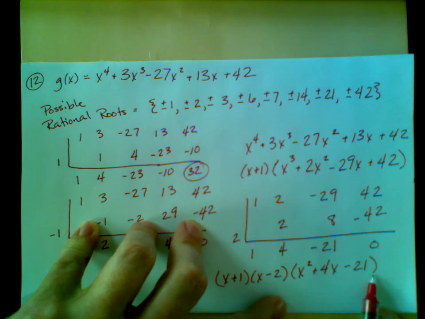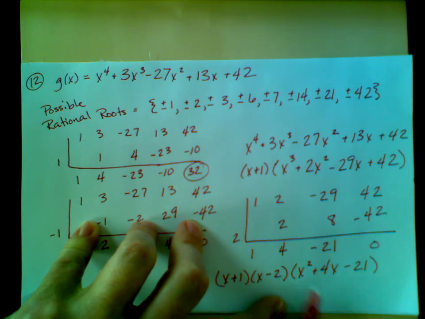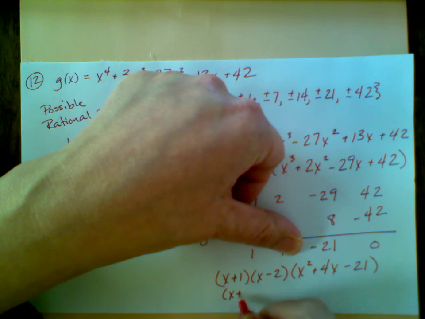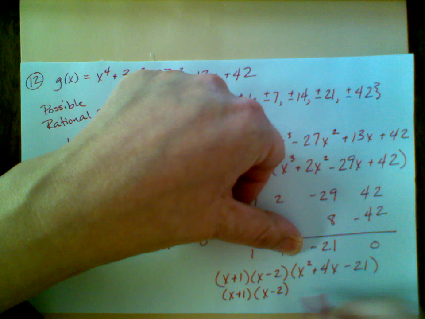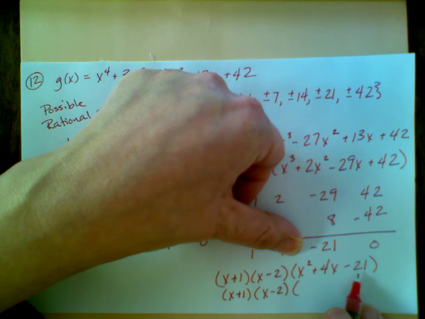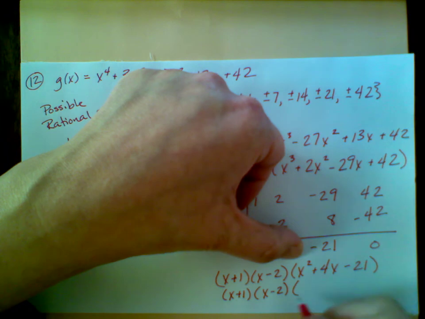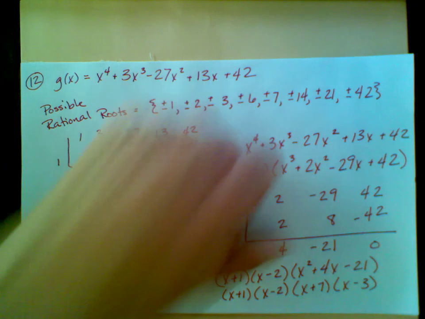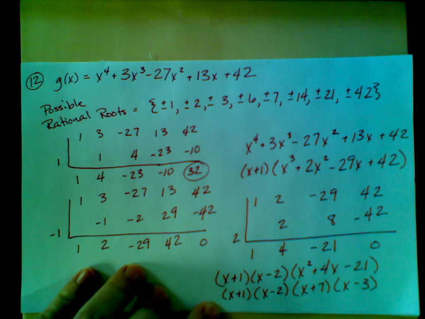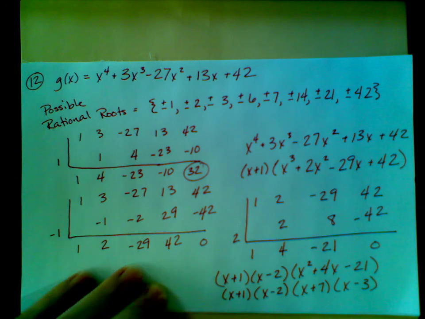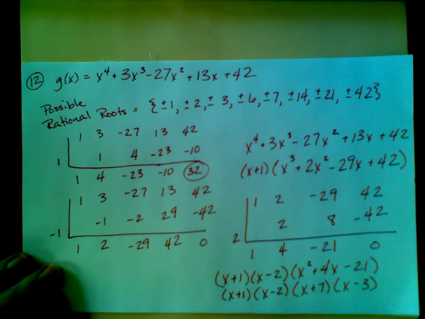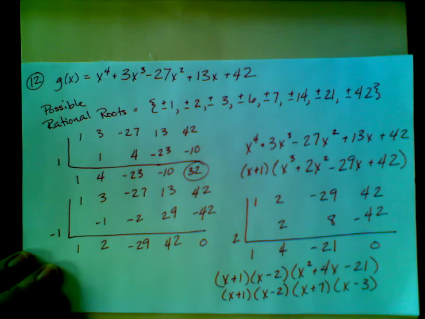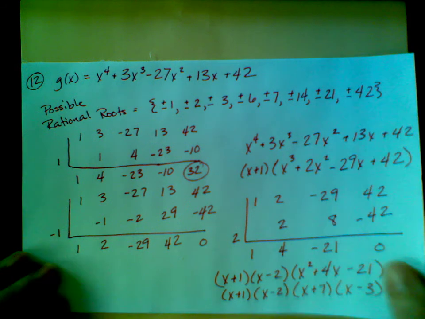Now I have something that's quadratic, and so I can try to factor it by some simpler means. I need factors of negative 21 that add up to 4. So that'll be x plus 7 times x minus 3. And now I have a linear factorization of this polynomial. Now, a polynomial of degree 4 is as large as I will give you unless it's like this next one.